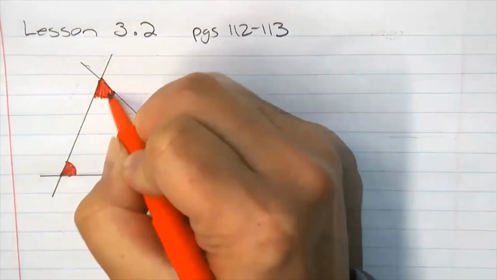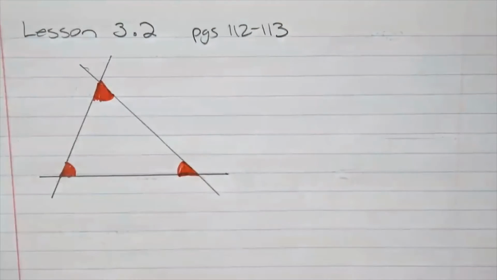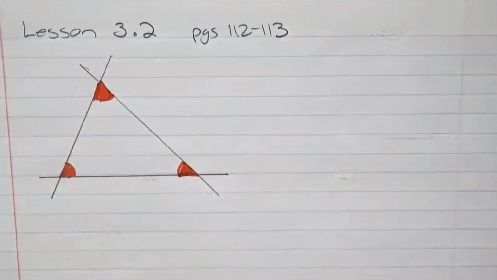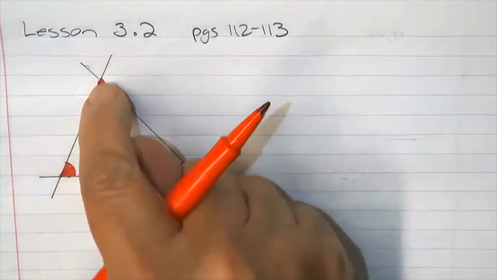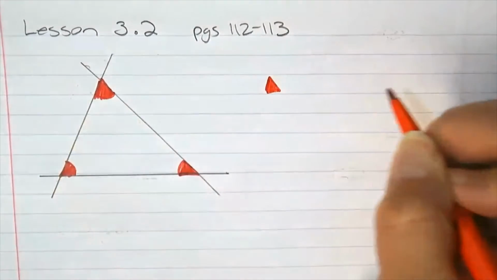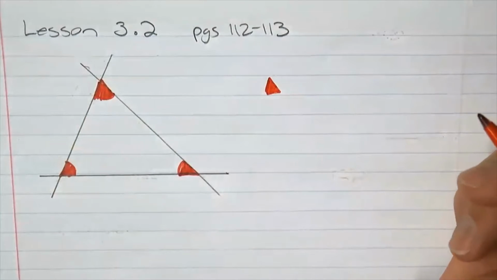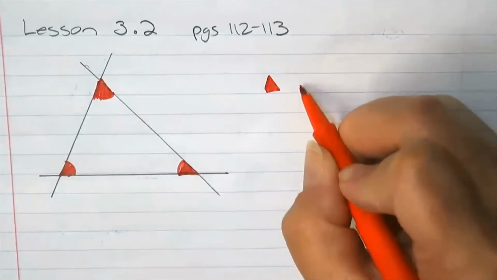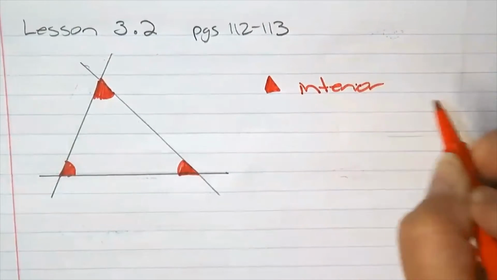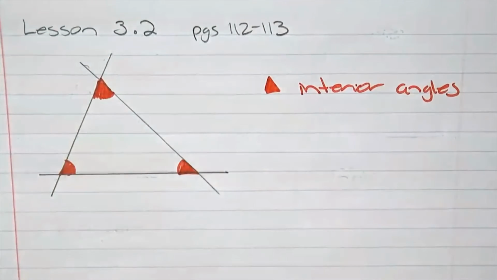Yesterday, we talked about interior and exterior angles when we're working with parallel lines in a transversal. Today, we're working with triangles, but I think the idea is still the same. These red angles right here, what would we call those? Interior or exterior? Interior. Probably interior, since they are inside the triangle. These are interior angles. They are inside the triangle.